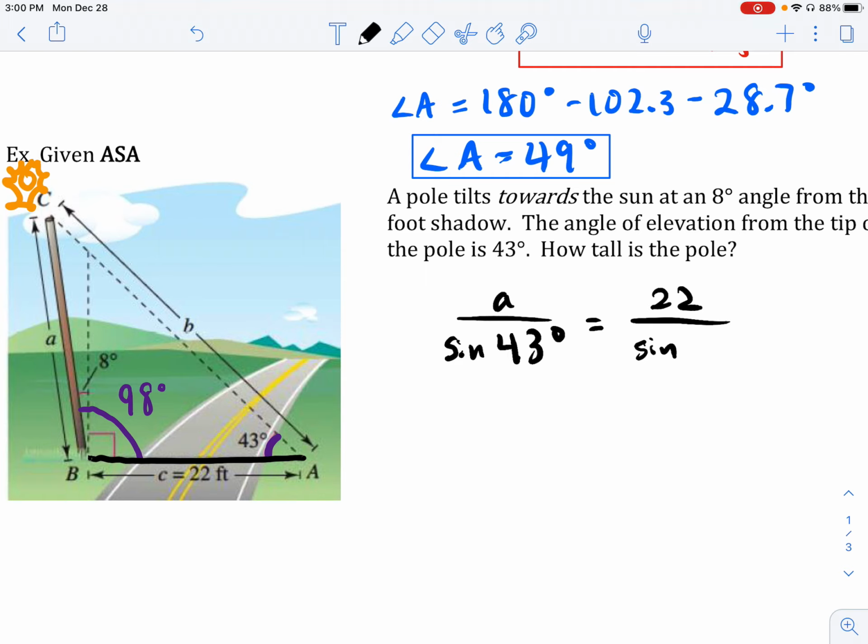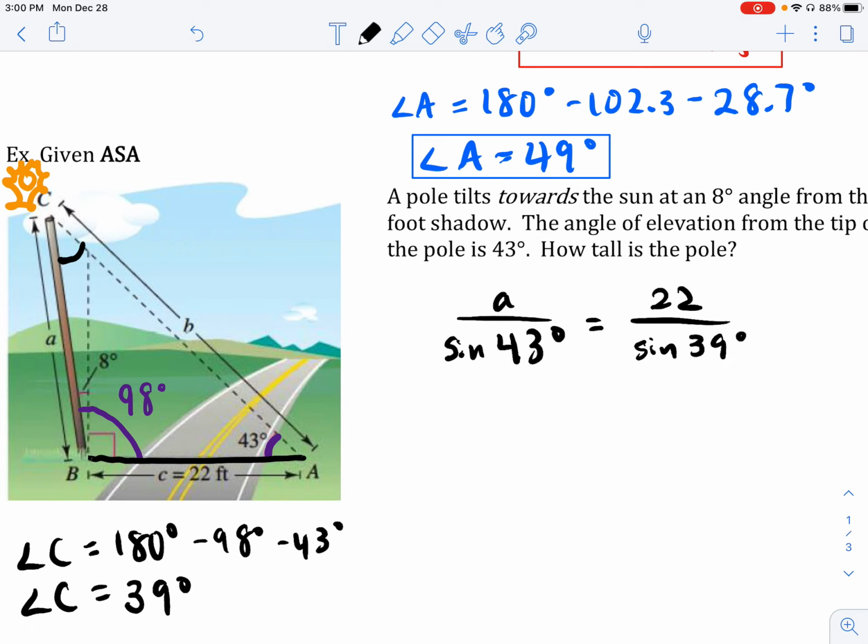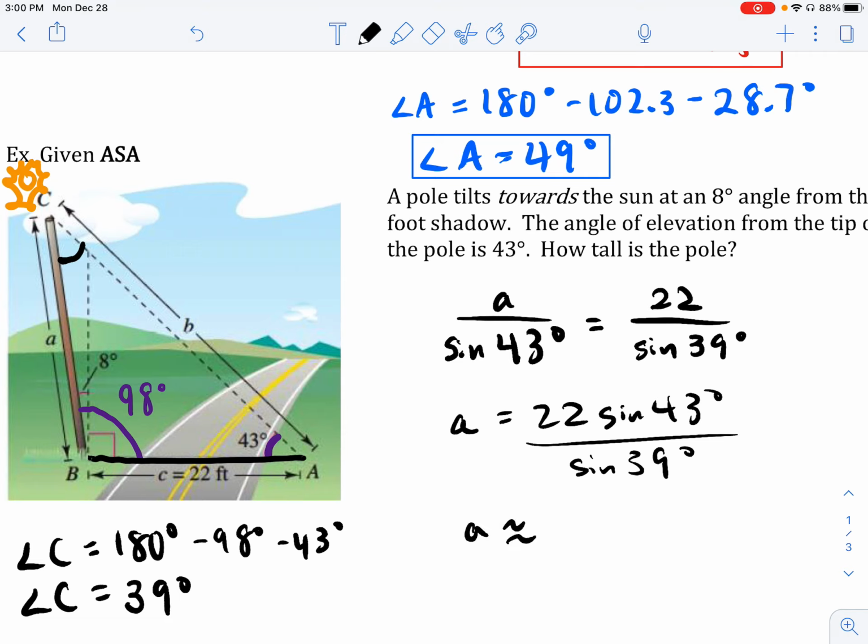We can say that angle C, which is this angle here, is simply 180 minus the 2 other angles, so minus 98, minus 43. If we add those up and subtract from 180, you should get 39 degrees. So angle C is 39 degrees. So we can put that here. So we've got our ratio set up. From here, we can just say that A is equal to 22 sine of 43 degrees all over the sine of 39 degrees. Punch that into your calculator, and A should be approximately 23.842 feet.